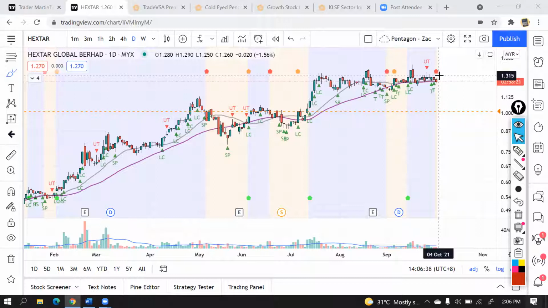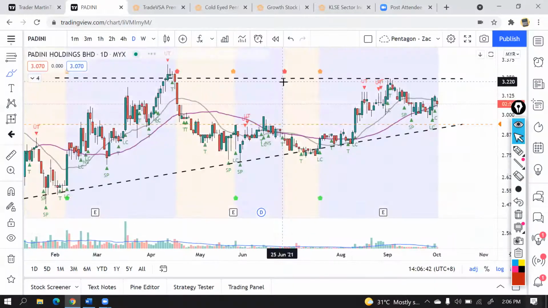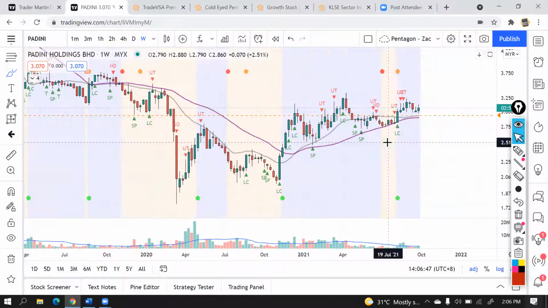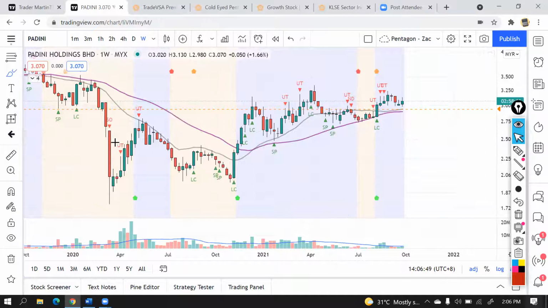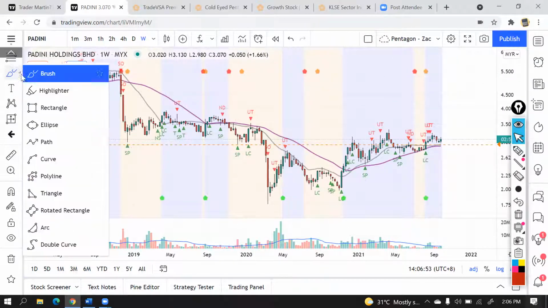So let's look into Pardini. Okay, this is our first counter for today. All right, let's check the weekly chart first. Recently I like to look into weekly, right? Studying the trend is very important.